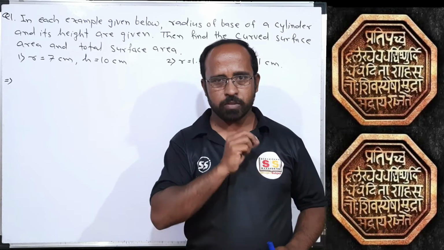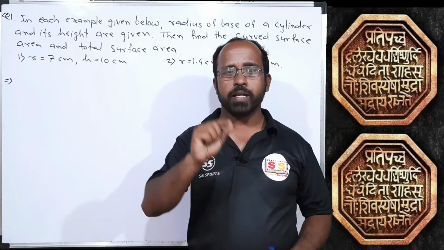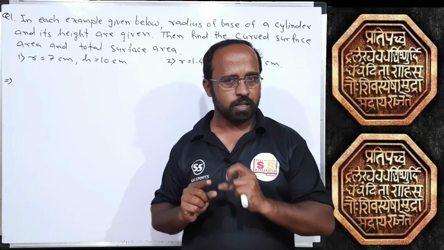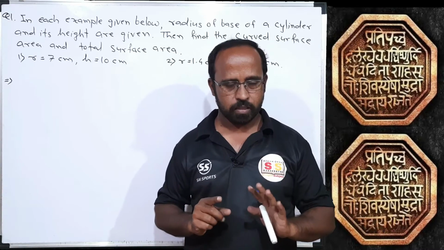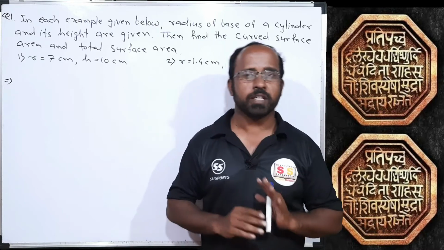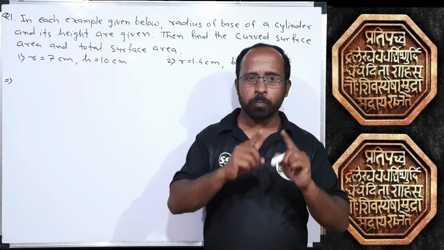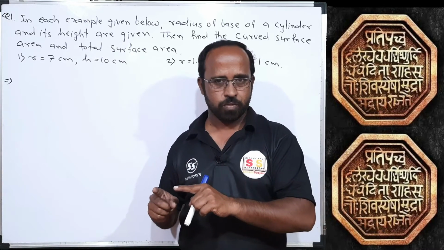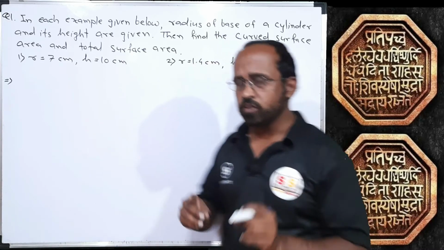Curved surface area of a cylinder is equal to 2 into pi into r into h, where r is the radius of the base of the cylinder and h is the height of the cylinder. And total surface area of the cylinder is equal to 2 into pi into r into the bracket r plus h. Right? So let's go.